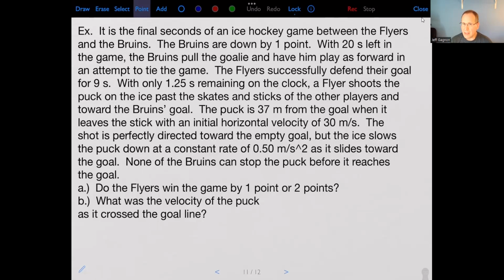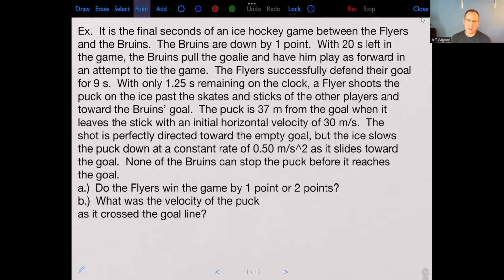The puck is 37 meters from the goal when it leaves the stick with an initial horizontal velocity of 30 meters per second. The shot is perfectly directed toward the empty goal, but the ice slows the puck down at a constant rate of 0.5 meters per second squared as it slides towards the goal. None of the Bruins can stop the puck before it reaches the goal. So the question is, do the Flyers win the game by 1 point or 2 points? Do they actually score or not?